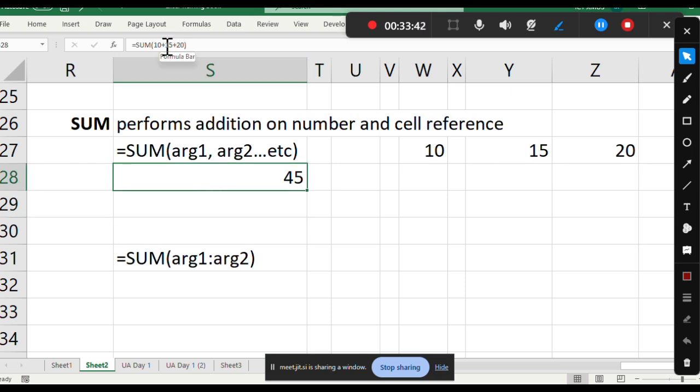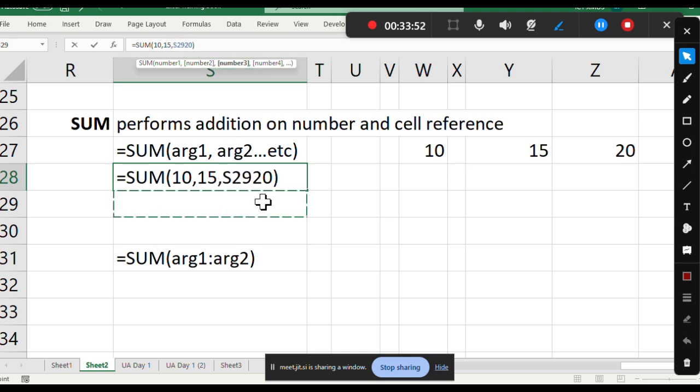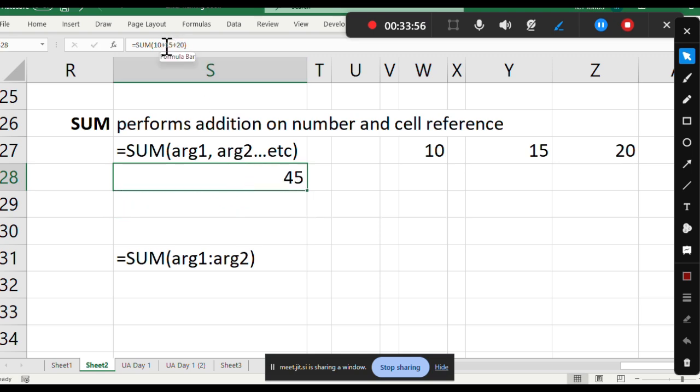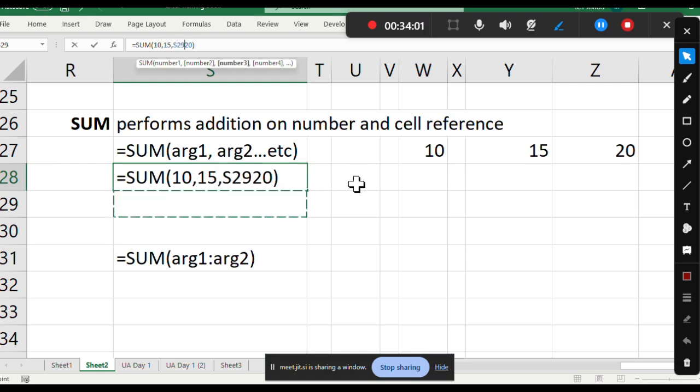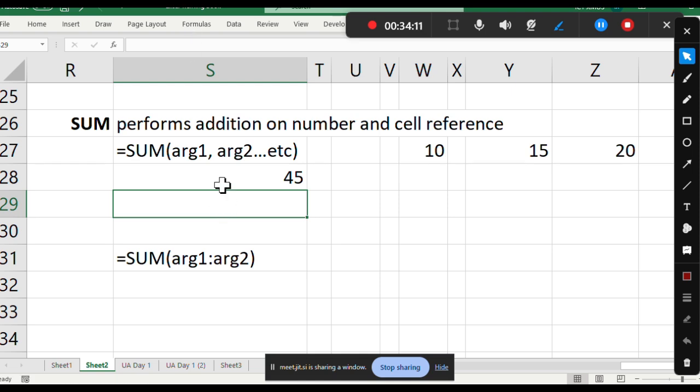But if you use this kind of method, it shows that you don't understand what you are actually doing. Because you have numbers already. The numbers are already there. Why are you typing them again? So all you need to do is cell referencing.